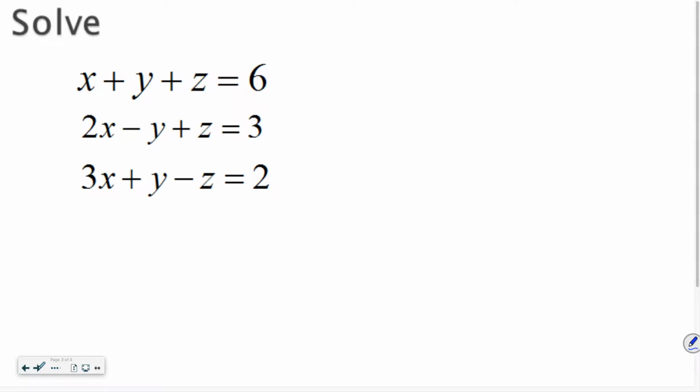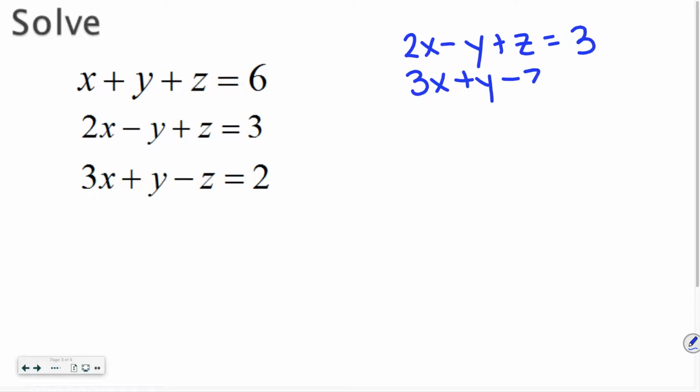One, you guys are like on a roll here. What variable or what two equations are you really noticing here? 2 and 3. Okay, what's going to happen when we combine 2 and 3? Okay, so pod 1 has noticed that in equations 2 and 3, if we add them together, we're going to get two variables to cancel. So if we take 2x minus y plus z equals 3, and 3x plus y minus z equals 2, if we add them together, we get 5x equals 5.